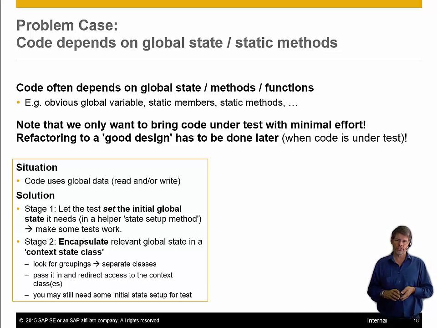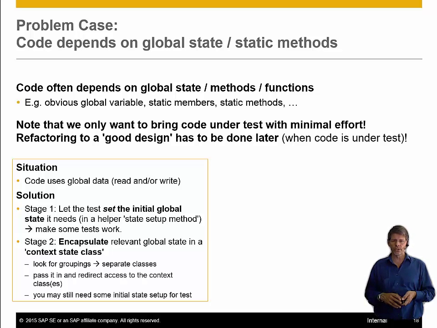So what is the solution? Well, stage one is, if it needs a certain value, then the test can just set it. I mean, why not? If it's just an isolated test, just write the variable there that you need, and you have to know it, of course, and you have a helper method to set up the state that you need for the test. And this allows you to make some tests work.